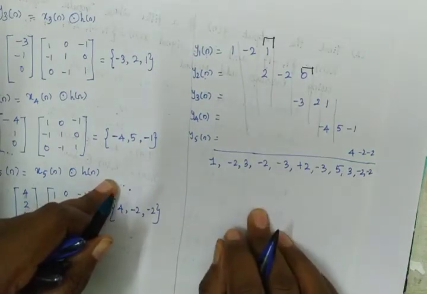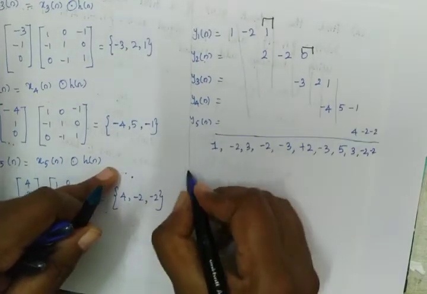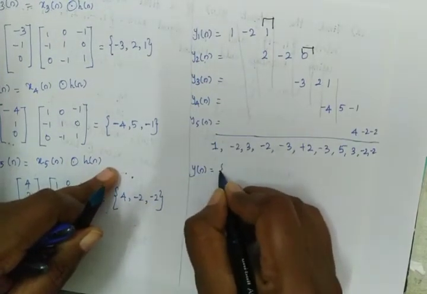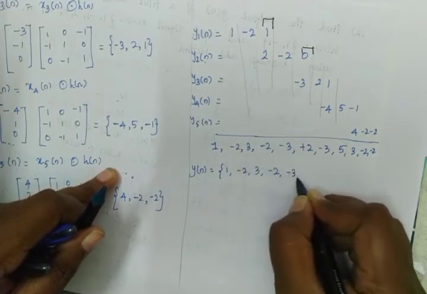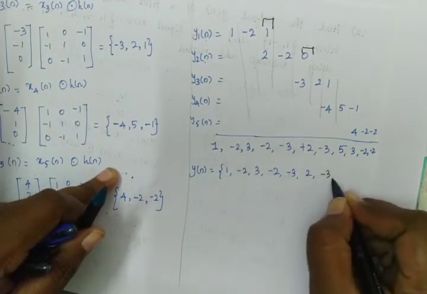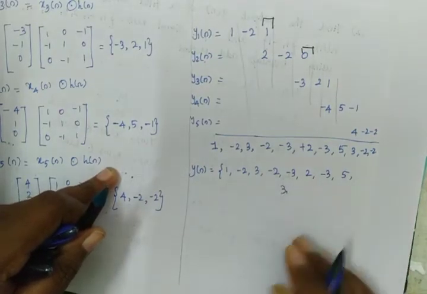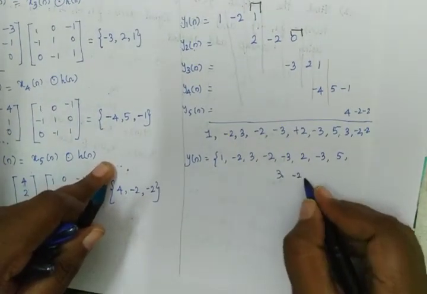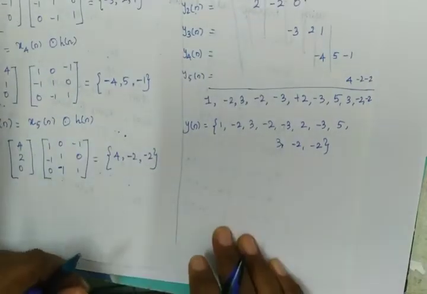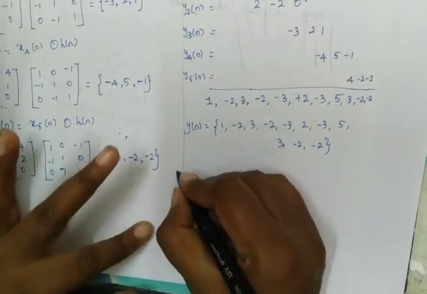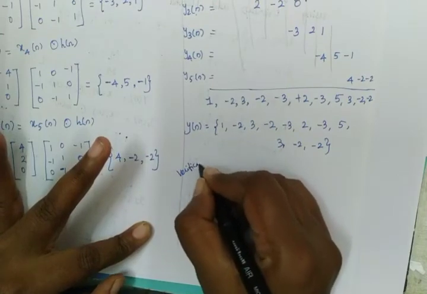Now what is y of n? y of n is equal to 1 minus 2 3 minus 2 minus 3 2 minus 3 5 3, then minus 2 minus 2. Now this is the final answer. Now how can we verify? Already I said how to verify this. This is just for verification purposes. So how can we verify this?